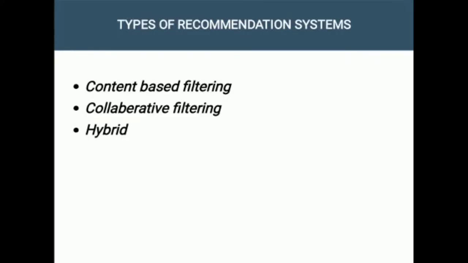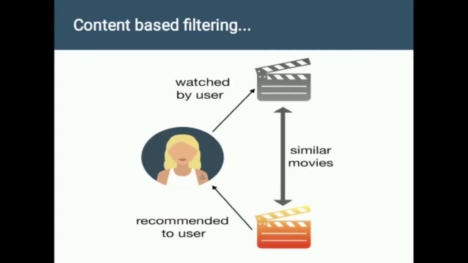As I said in the beginning, there are three types of recommendation systems. One is content-based filtering, second is collaborative filtering, and the final one is hybrid filtering. So what is this content-based filtering? This is very simple.